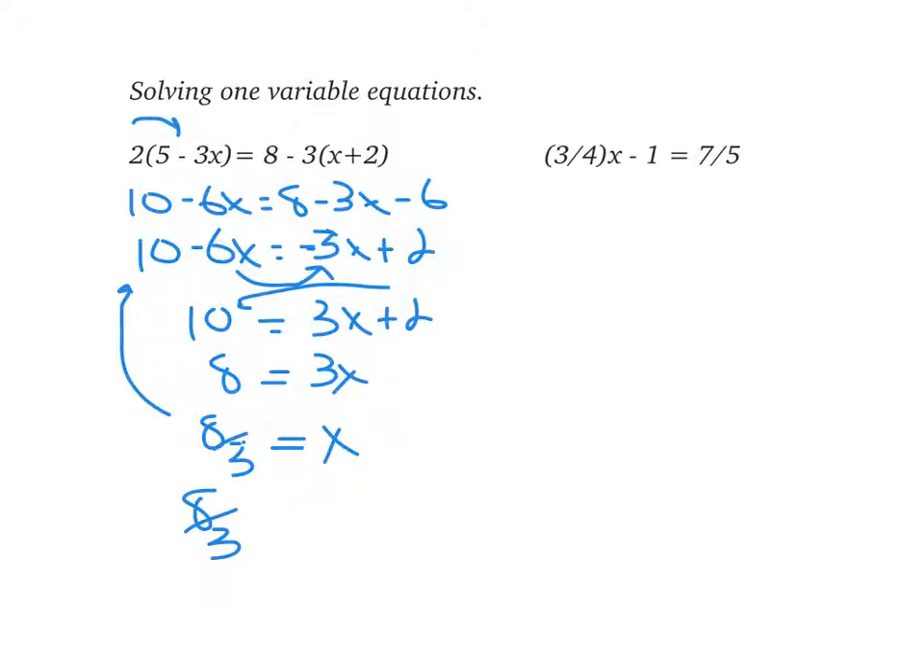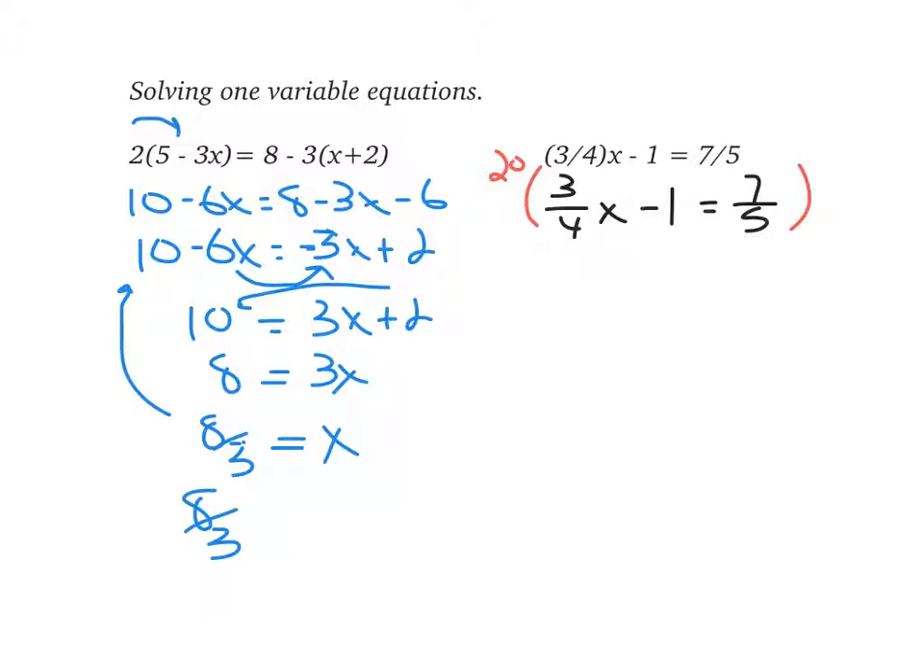Okay, the second one is a bigger deal. I'm going to rewrite this one in the way it would look in your book. 3/4 x minus 1 equals 7/5. Now, one piece of good news, when you have fractions in an equation, you're allowed to get rid of them, which is what I'm about to do right here. All you do is this. You find your LCD, least common denominator, which in this case is 20, and multiply everything in your equation by 20.